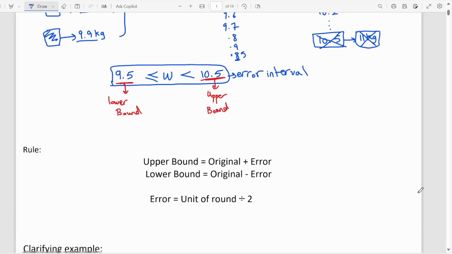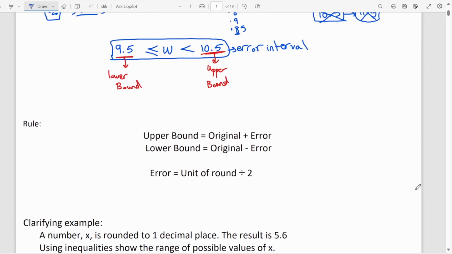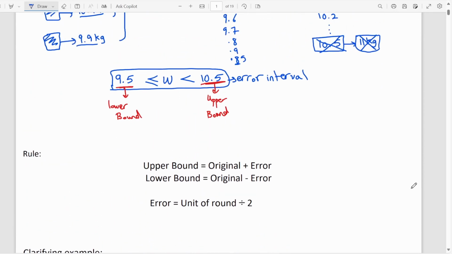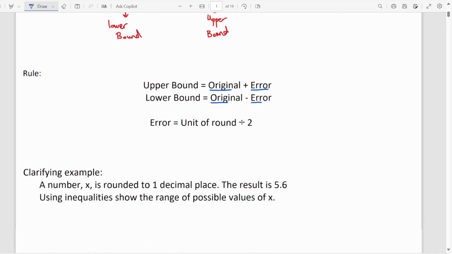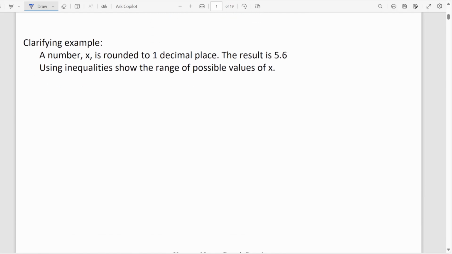Now, let's move to like the rule for finding the upper and lower bound. So firstly, you have the upper bound, which is the original number plus the error, and the lower bound is the original minus the error. Now, how would we find the error? It's the unit of round divided by 2. This will get more clear with examples, but for now, this is not really to memorize. You know, with time, you'll just understand how it works. Okay.